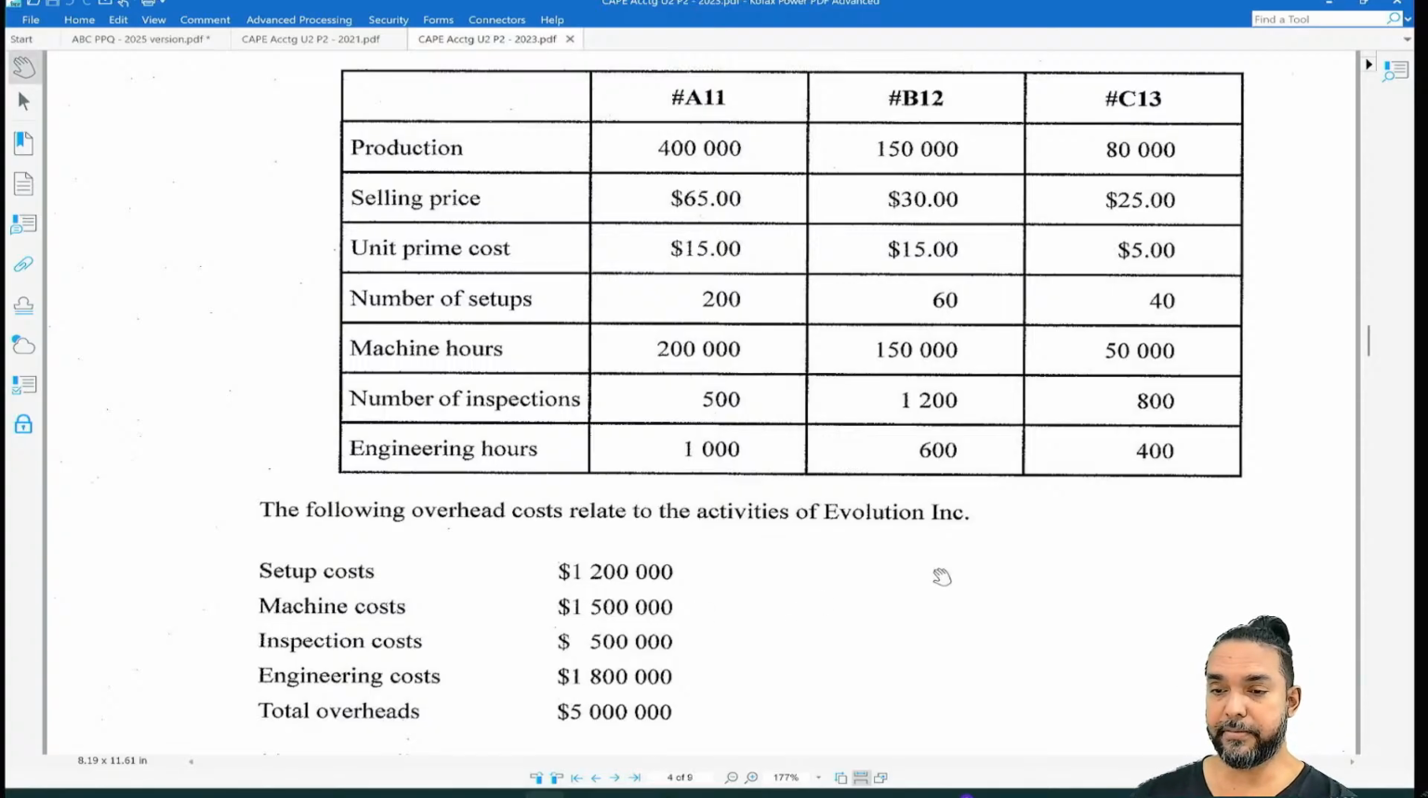Cool, so I'll give you a couple minutes. Okay, so you're going to do that, and after you divide, what you could then do is multiply each of those rates by the cost driver, the activity volume for A11, right? All they want is the cost for A11.